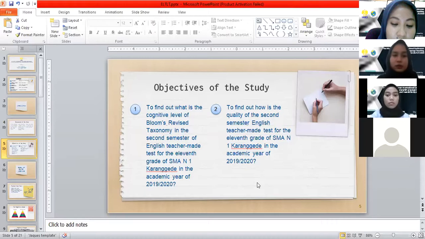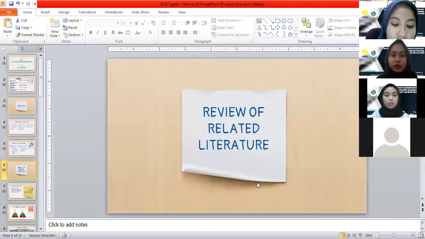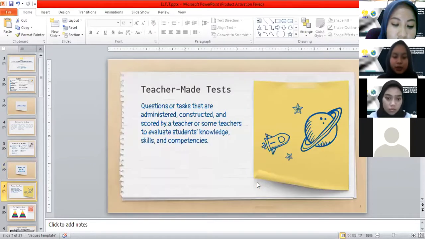Now, the second agenda is the review of related literature. The first is the teacher methods. Teachers usually take an assessment or test at the end of the teaching learning process, and the test is called teacher methods, as the questions or tasks are administered, constructed and scored by one teacher or some teachers to evaluate students' performance, skills, and competencies.